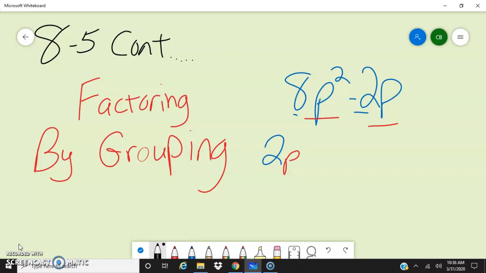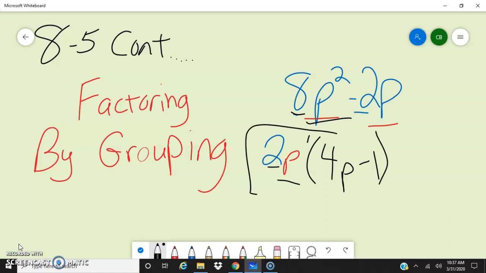Right? And then if you'll remember from yesterday, I divide to get what is left in parentheses. So I've got 8 divided by 2, which is going to give me 4. And then if I look at my exponents, I've got p squared, and then p to the first. If I subtract those, I just get p. And then negative 2p divided by negative 2 is just minus 1. And the p's would cancel. Okay, so that's what we did yesterday. But we're going to look today at what happens whenever we cannot pull out that GCF of 2p.